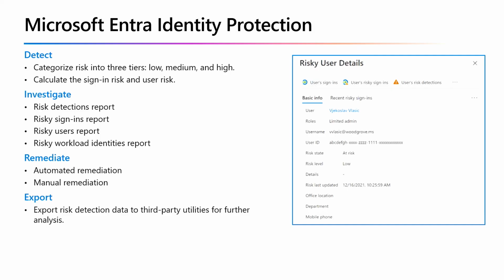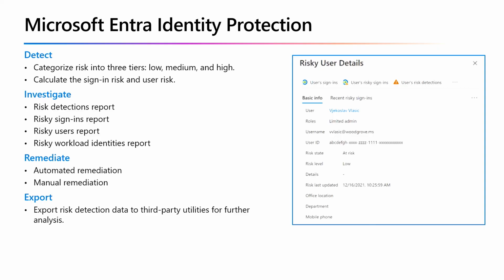So, what is Identity Protection? Identity Protection is a tool that allows organizations to accomplish 3 key tasks. First, automate the detection and remediation of identity-based risks. Second, investigate risks using data in the portal. And finally, export risk detection data to third-party utilities for further analysis.